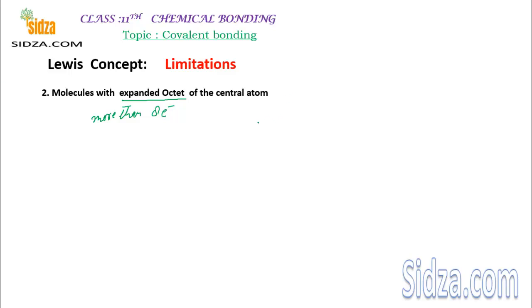Let's take an example of SF6, sulfur hexafluoride, a very common example. The sulfur atom has 6 electrons in the valence shell. Its atomic number is 16, and its electronic configuration is 2, 8 and 6, so it has 6 electrons in the outermost shell. And in the SF6 molecule, one sulfur atom is attached to 6 fluorine atoms through 6 single covalent bonds.